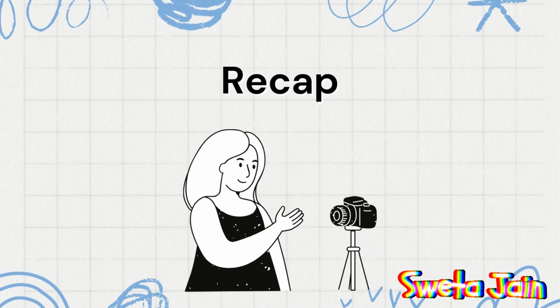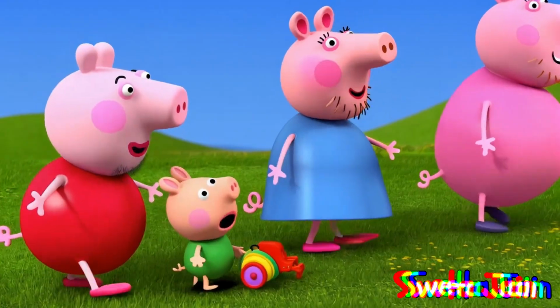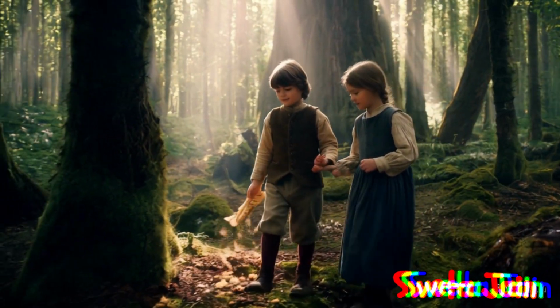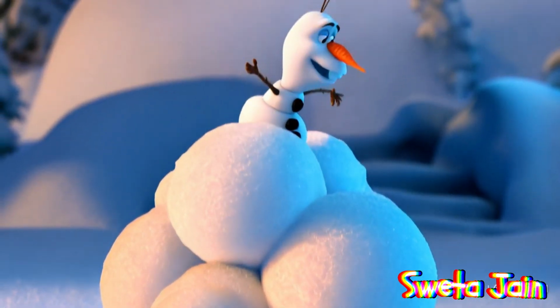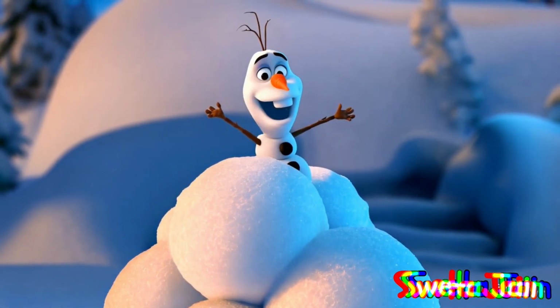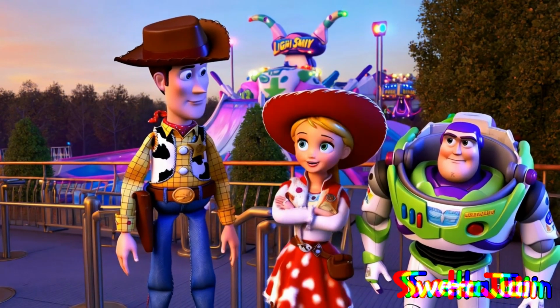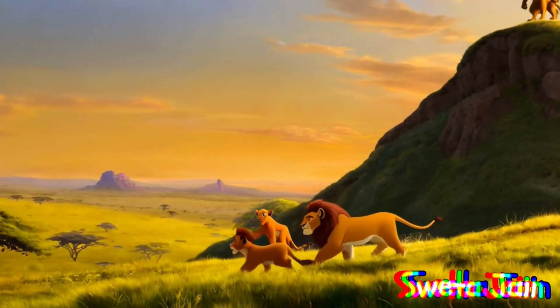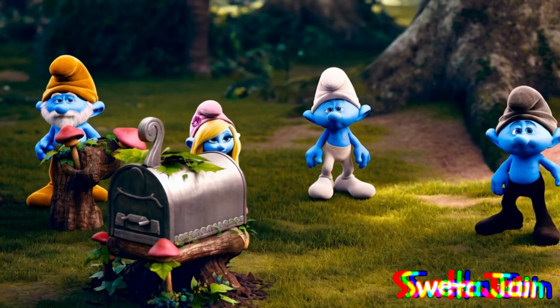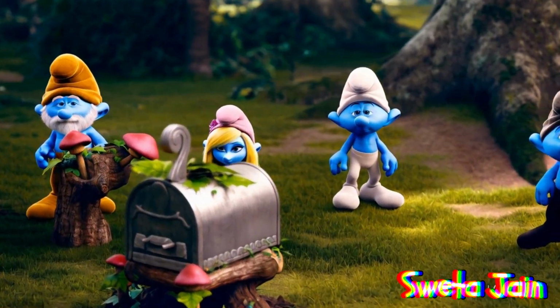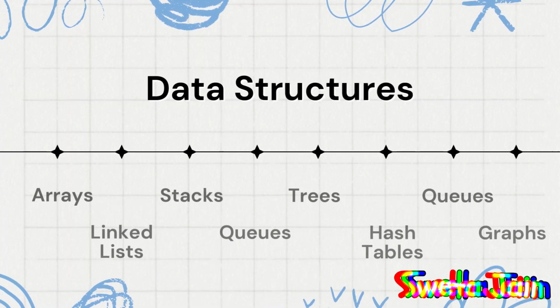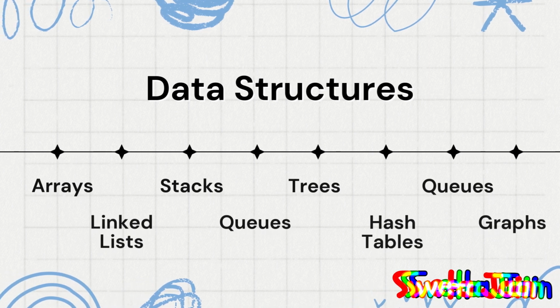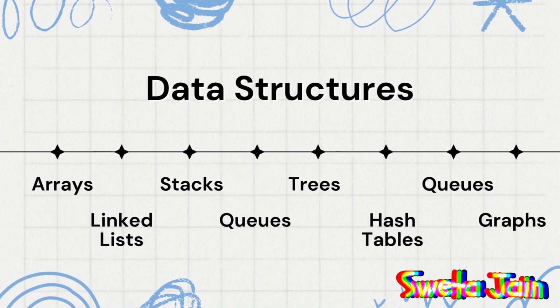Recap: arrays are like Peppa Pig's family in a line. Linked lists are like Hansel and Gretel's trail of breadcrumbs. Stacks are like Olaf stacking snowballs. Queues are like Toy Story characters waiting for Buzz Lightyear's ride. Trees are like the Lion King family tree. Hash tables are like the Smurfs' mailboxes. Data structures help computers organize information just like how we organize toys, lines, or families in stories and cartoons.